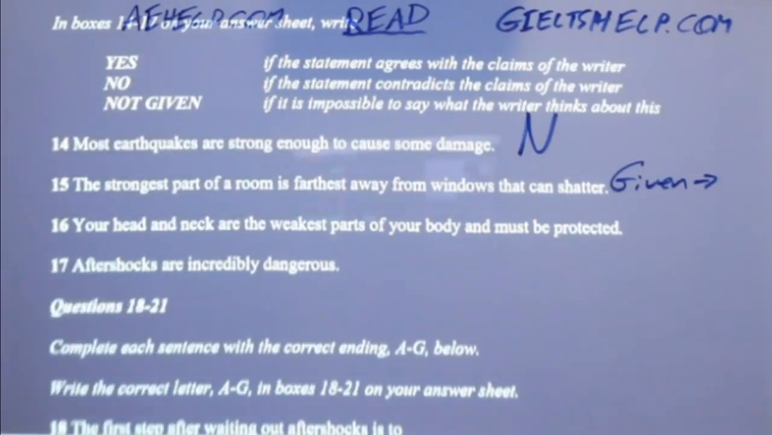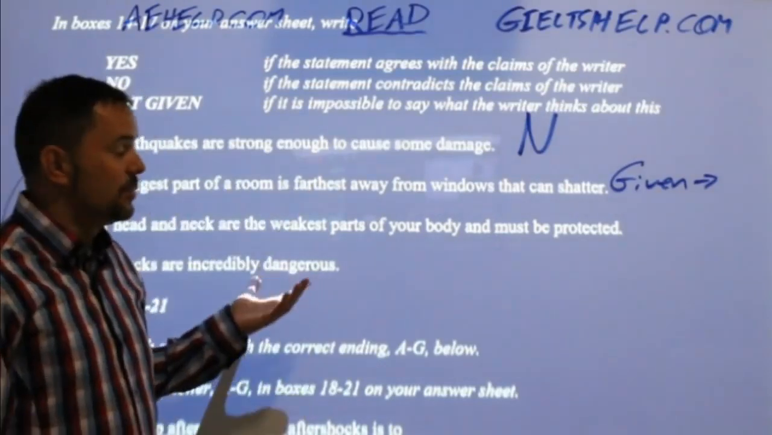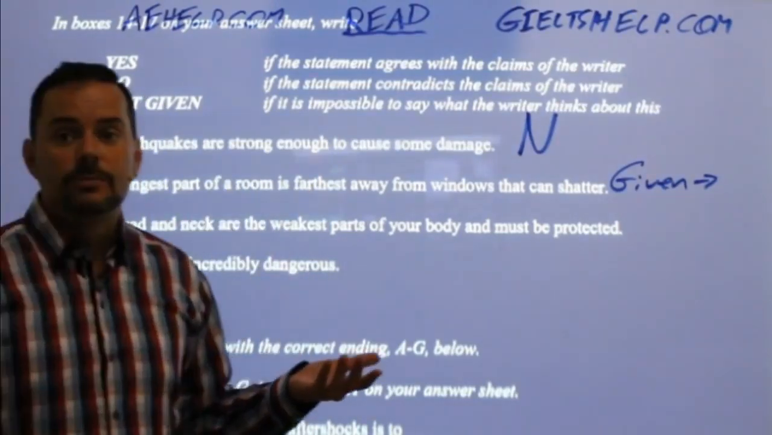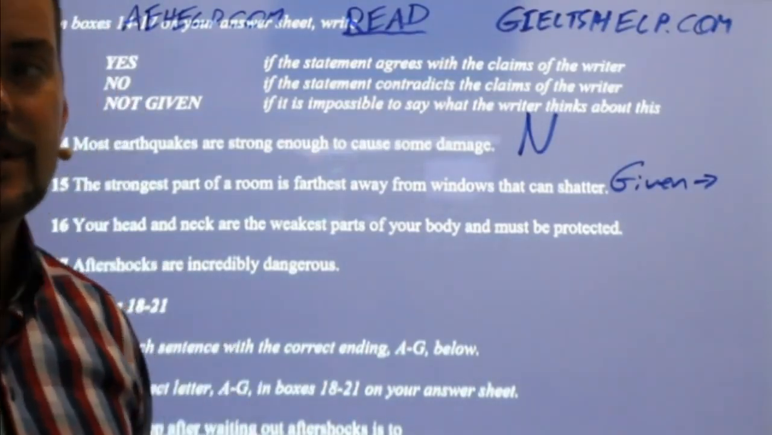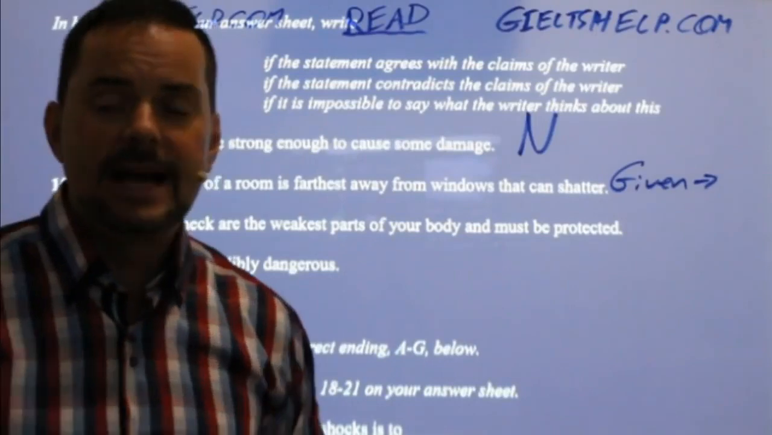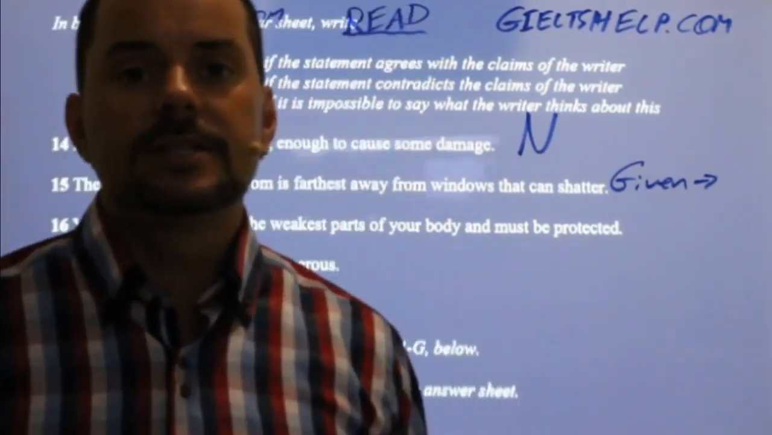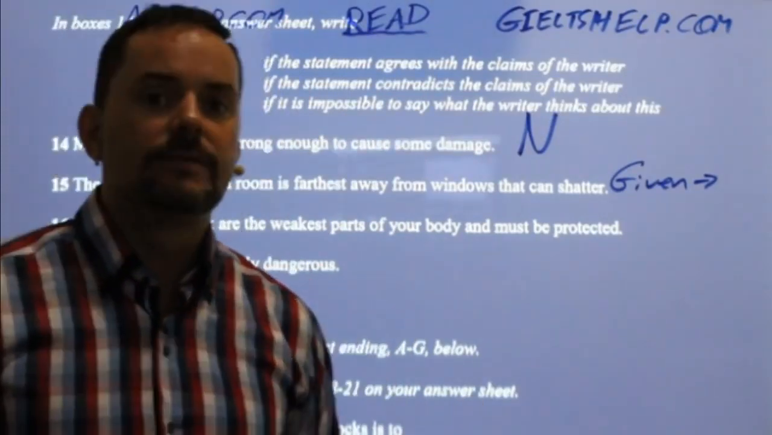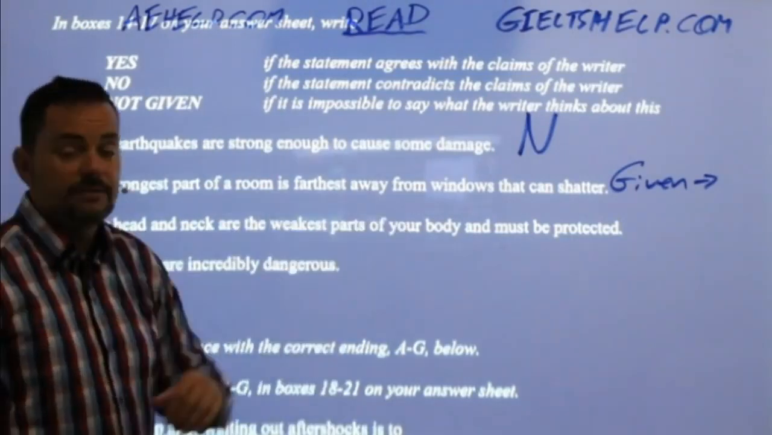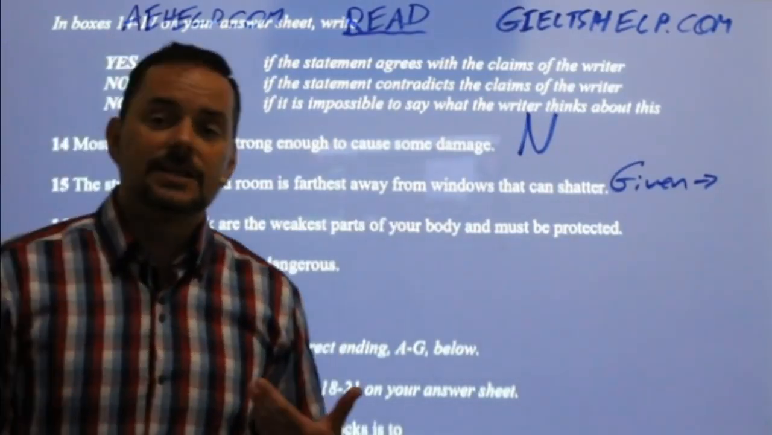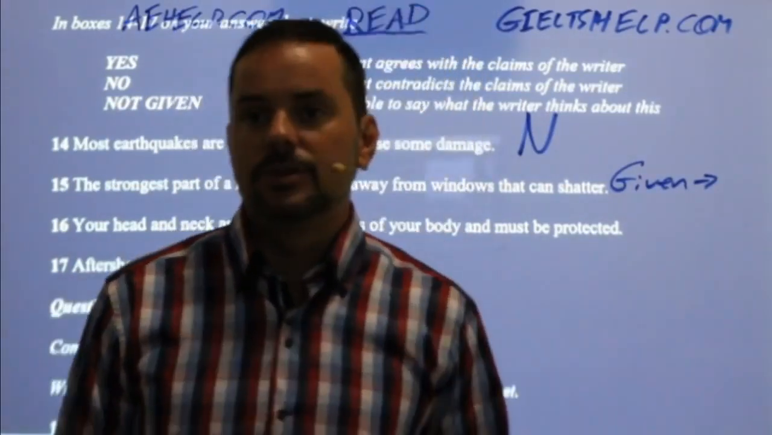So, is it true? Is it the strongest part of the room? Or we can ask this another way. What is the strongest part of the room? You might not have to go back to the passage for this one. Just think simple. Think critical. So what does the author say is the strongest part of the room? Does the author say that the strongest part of the room is furthest away from the windows? Or does the author say a different piece of information about what the strongest part of the room is?